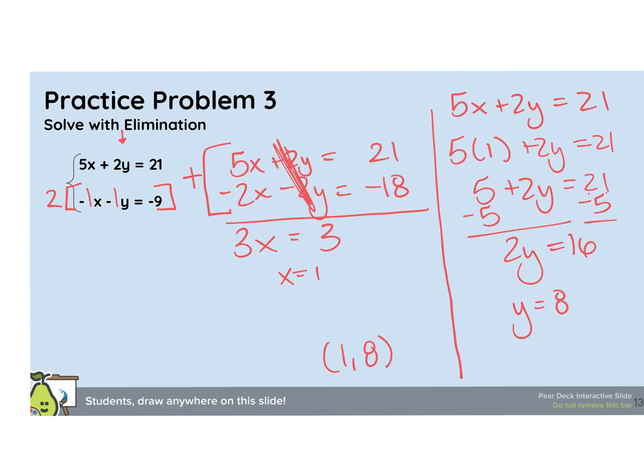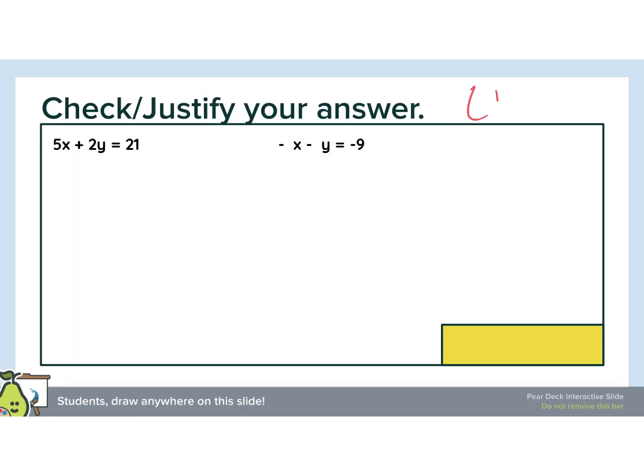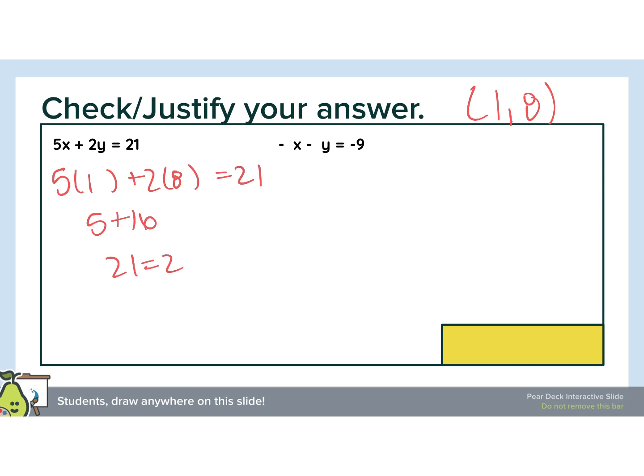Last one we need to check on the next slide. And we think the answer is 1, 8. So I'm going to plug this in, but parentheses for variables. Instead of x, put a 1. Instead of y, put in 8. This is 5 plus 16, which is 21.